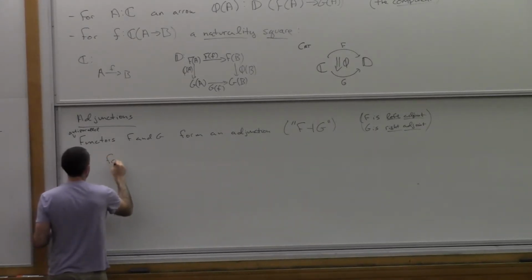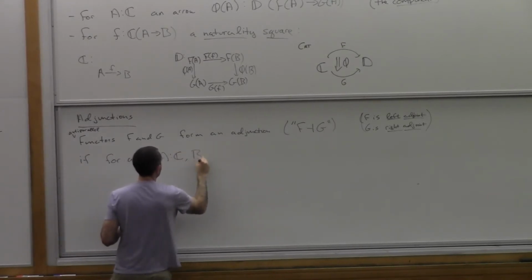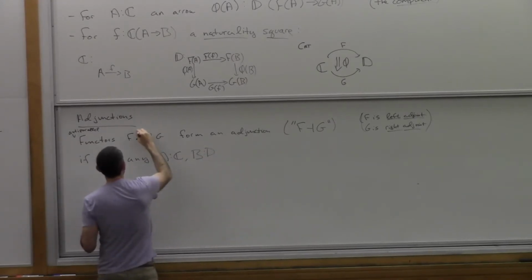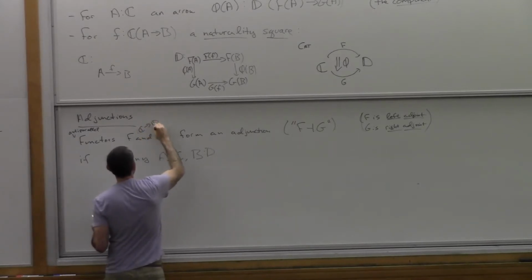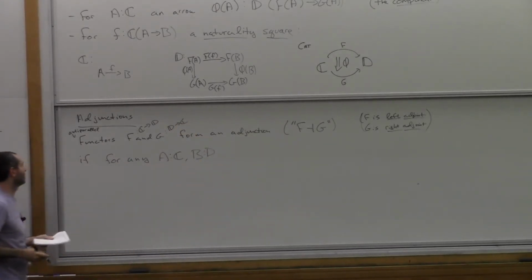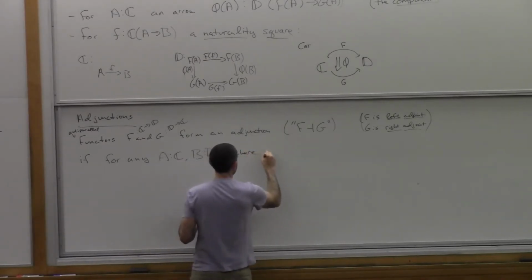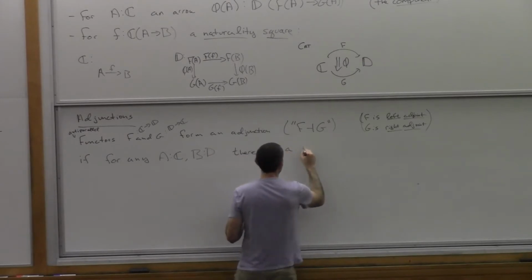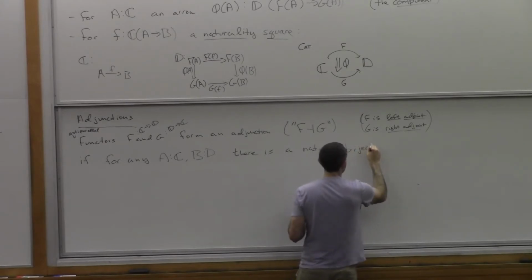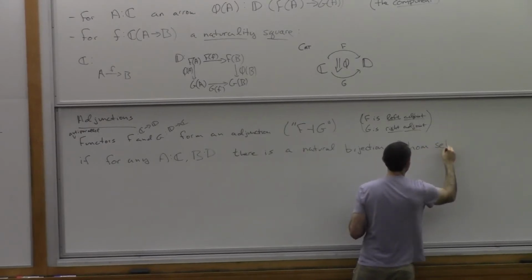If for any objects A in C and B in D, so now I have to give these things names. Okay, so F is going from C to D, and G is going from D to C. That's what makes them anti-parallel. We have a natural bijection of hom sets. Okay, what on earth is that?